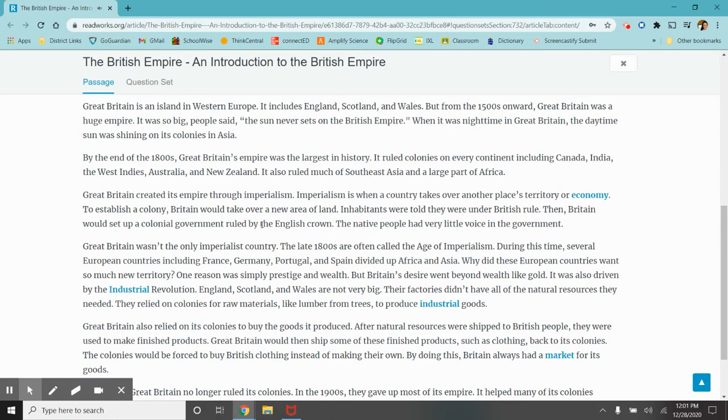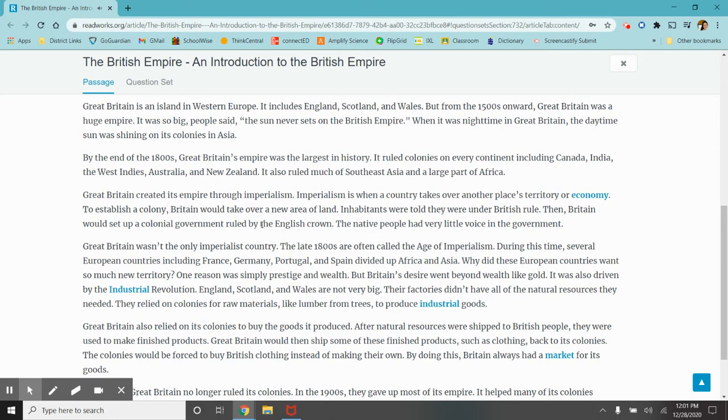Great Britain wasn't the only imperialist country. The late 1800s are often called the Age of Imperialism. During this time, several European countries including France, Germany, Portugal, and Spain divided up Africa and Asia. Why did these European countries want so much new territory? One reason was simply prestige and wealth. But Britain's desire went beyond wealth like gold.